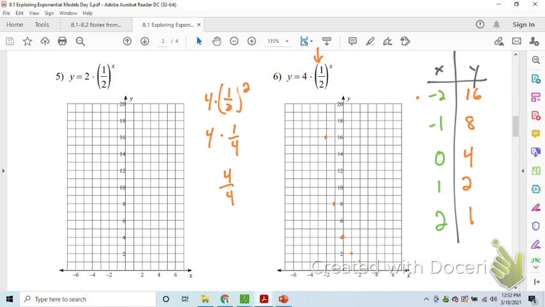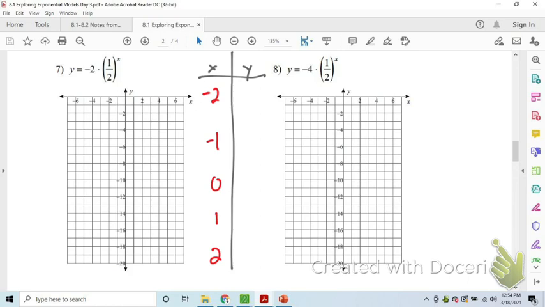If I wanted to keep going, I could. I'd plug in 3, and if I plugged in 3, this would be 1/8, and then this would be 4/8, which would be 1/2. So if you plug in 3, you get 1/2. If you want that extra point, go ahead and put that on there. Either way, it's not bad to have more good points. Still, that asymptote being the x-axis, not going to cross it.